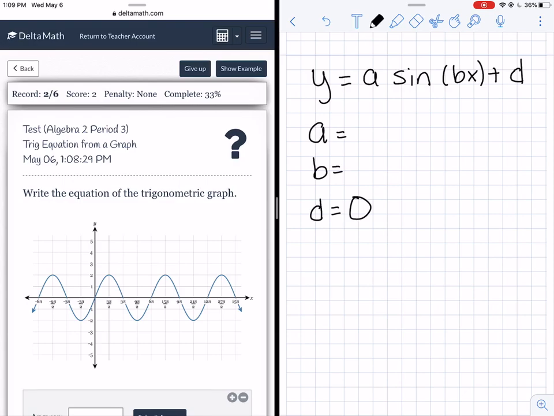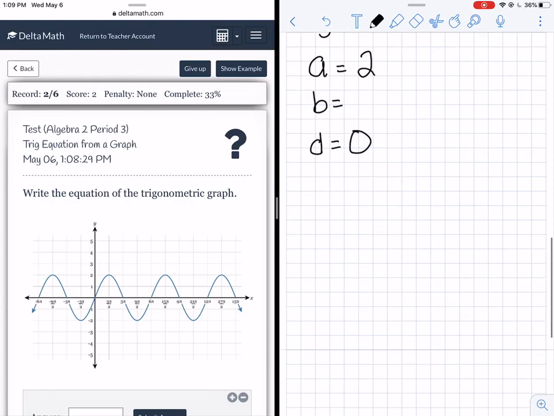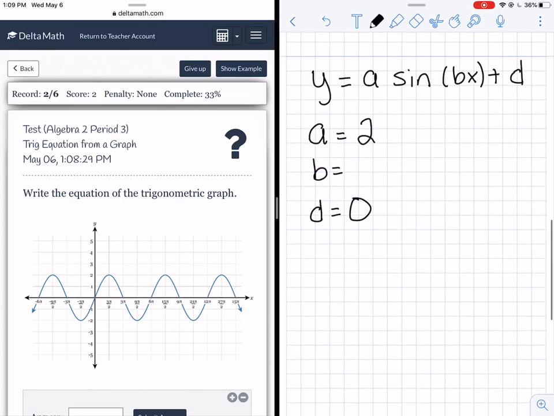My amplitude, I see that this graph goes up 2 and down 2. So my amplitude is 2. And now to find my b value, we need to set up our equation. 2 pi over b, or your period, your length of one cycle in this graph, is 6 pi. I could put this over 1, and I could cross multiply. So I have 6 pi b equals 2 pi. I'm going to get b by itself, so I need to divide by 6 pi.